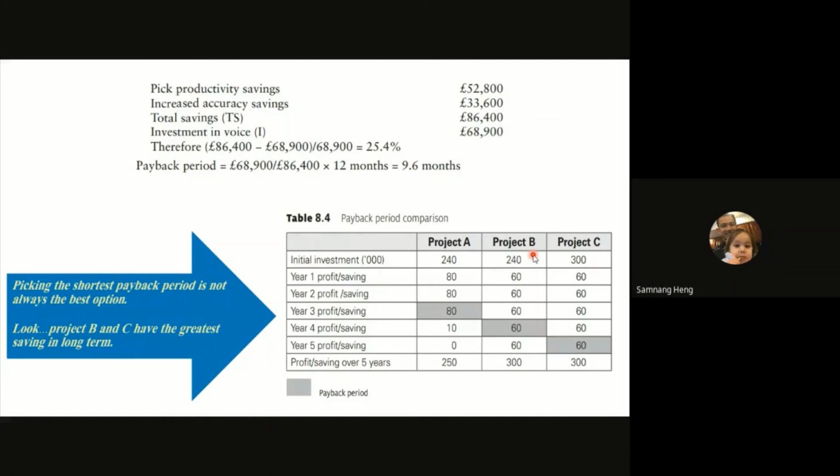Yeah, that's why they recommend that you do short-term investment. If you do something really short-term, choose something that has a short payback period. If you want to do long-term, choose anything that has a long payback period.